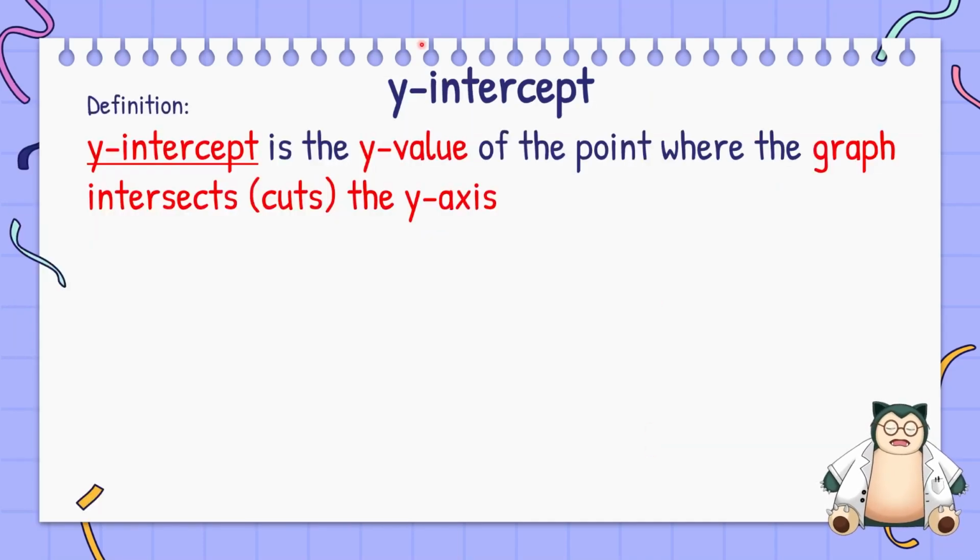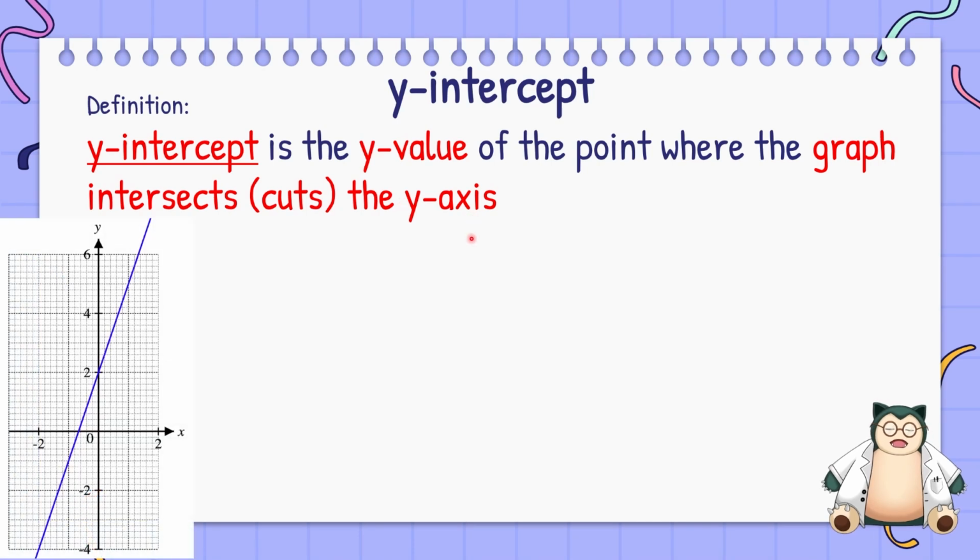Next, we will learn about the y-intercept. The y-intercept is basically the y value of the point where the graph intersects, or what we know colloquially as cuts, the y-axis. Let's look at this example over here. We have our x and our y-axis. The graph cuts the y-axis at this point over here. And what is the y value? We can just read by looking at the number beside it. The y-intercept is just 2.